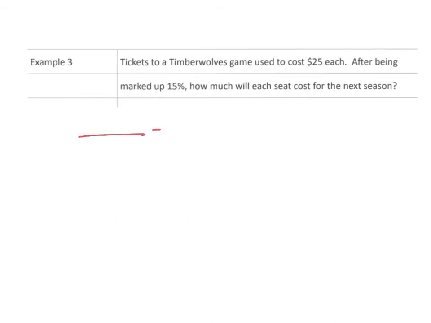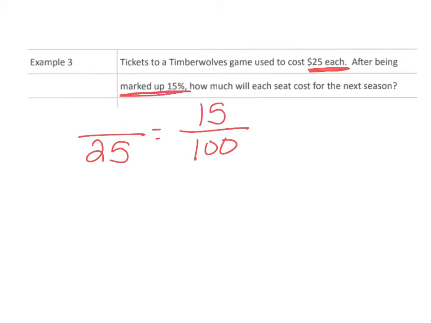Let's do example 3. Again, starting out with our same proportion. Tickets to a Timberwolves game used to cost $25 each. That's my original. After being marked up 15%, so 15% is how much it's going up, that's how much I need to know. So I can do it one of two ways. Again, I can multiply this by the decimal, 0.15, fifteen hundredths, or this way, 100 divided by 4 gives me 25. No matter which way I do it, I should come out with the same answer.